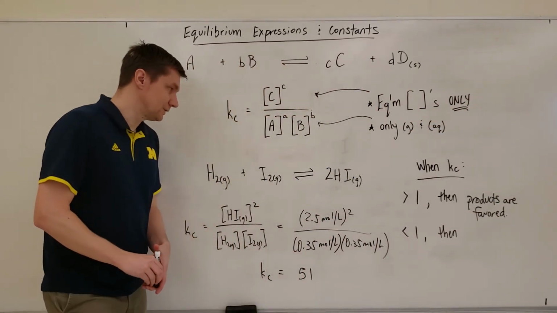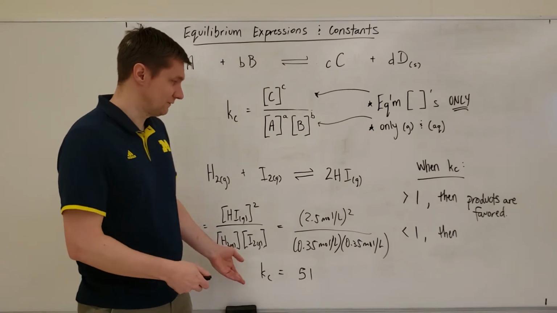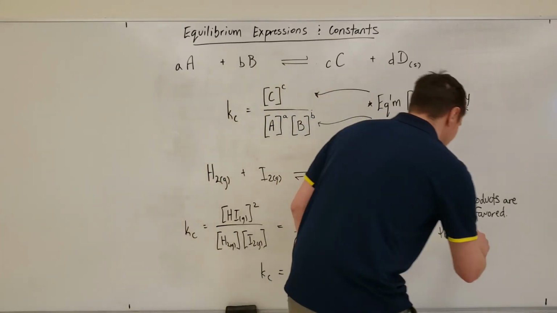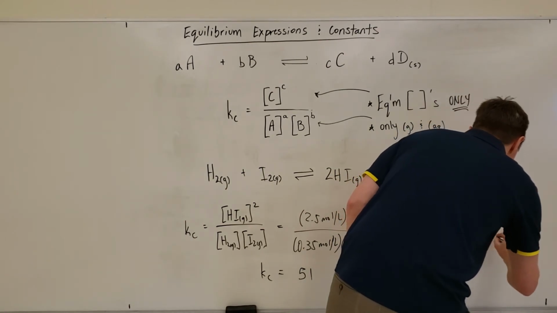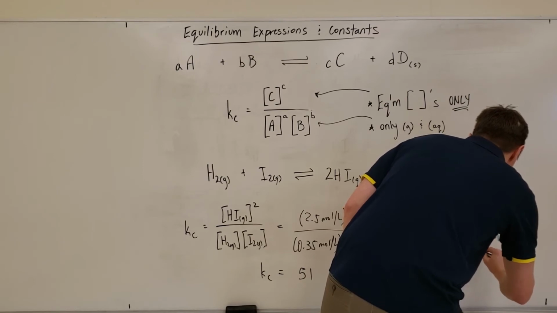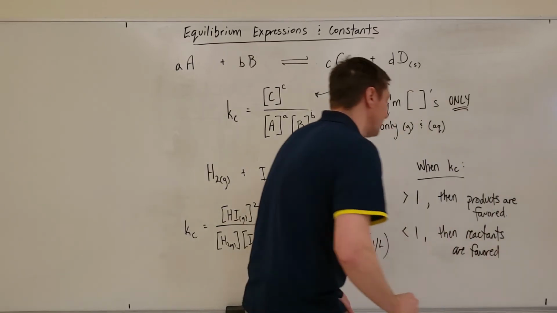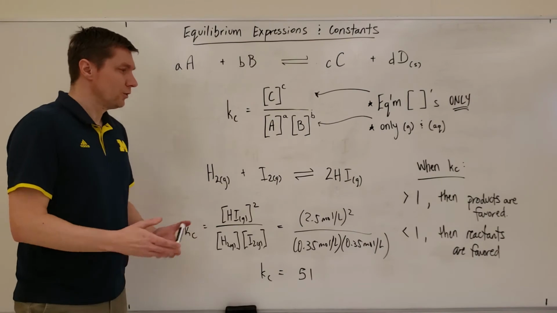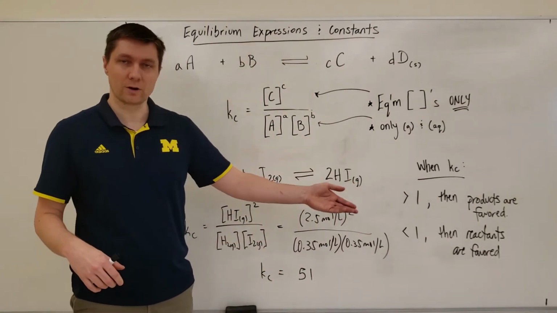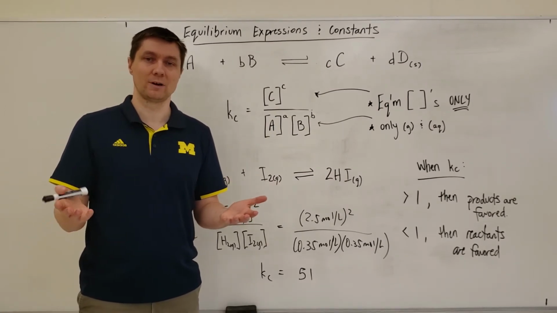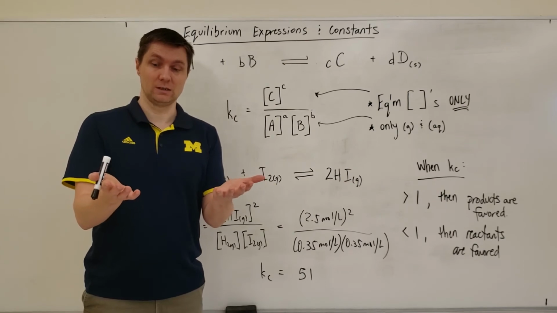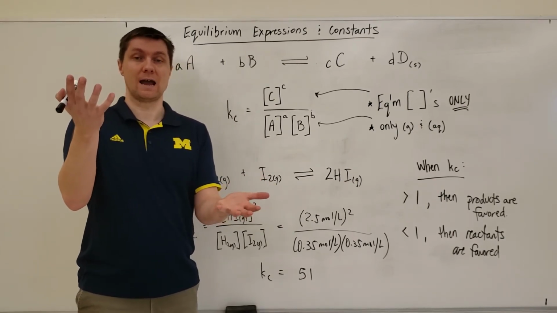The next thing is if I have a Kc value that's less than 1, then that's going to mean that the reactants are favored. And so those concepts just really mean that if Kc is greater than 1, meaning the products are favored, it just means that in that chemical reaction, at equilibrium, that's the key, I have more products than I do reactants.